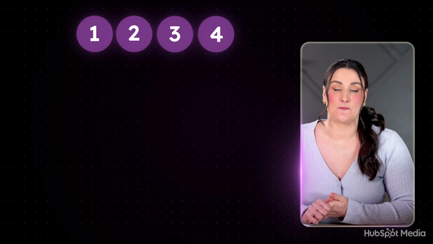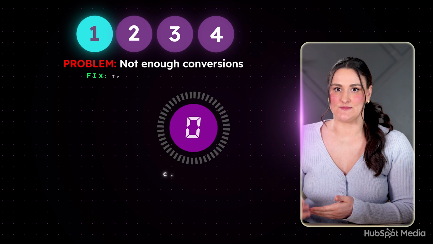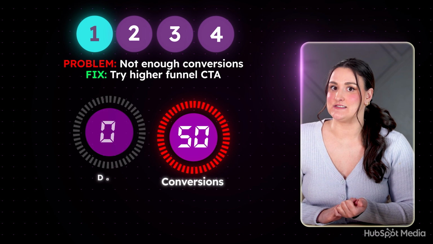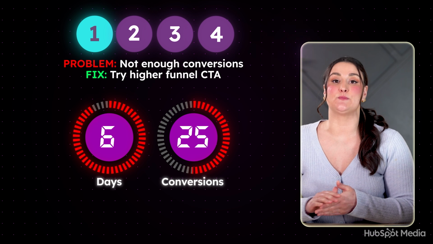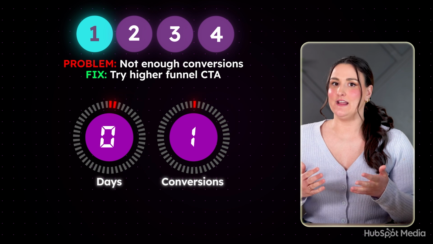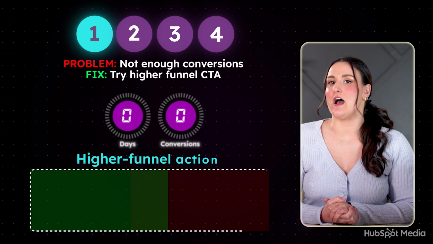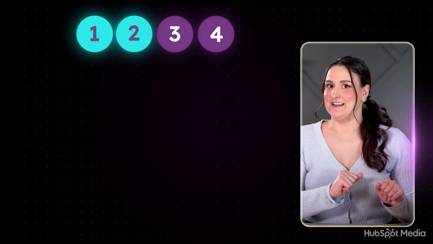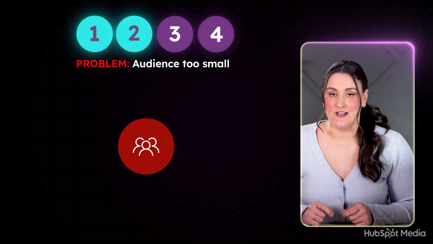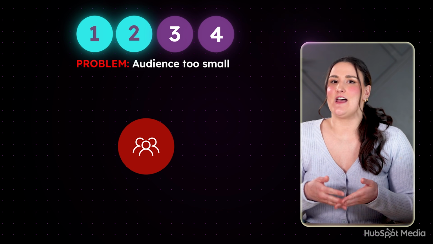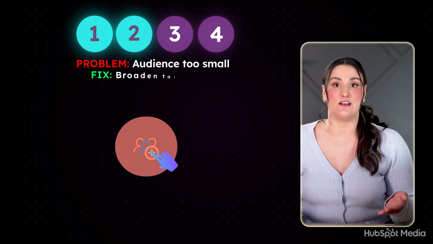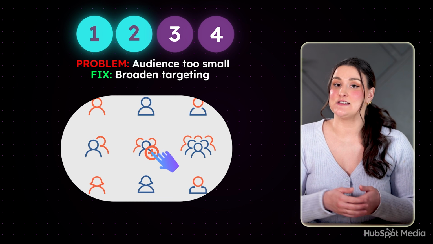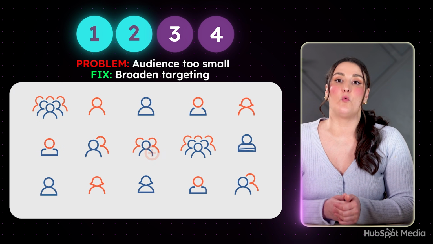Now, if your ads feel stuck in the learning phase, it's probably because of one of these 4 reasons. First, you're not getting enough conversions. You need at least 50 conversion events per ad set in 7 days for Facebook to optimize properly. So if you're not hitting 50, try optimizing for a higher funnel action like add to cart or link clicks instead of purchases. Second, your audience is too small. If your audience is too niche, Facebook doesn't have enough data to work with. Widen your audience slightly, test lookalike audiences, or broaden your targeting to give Facebook more room to learn.